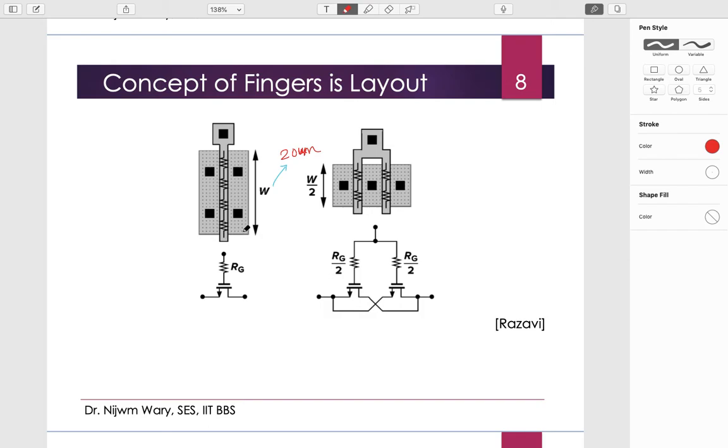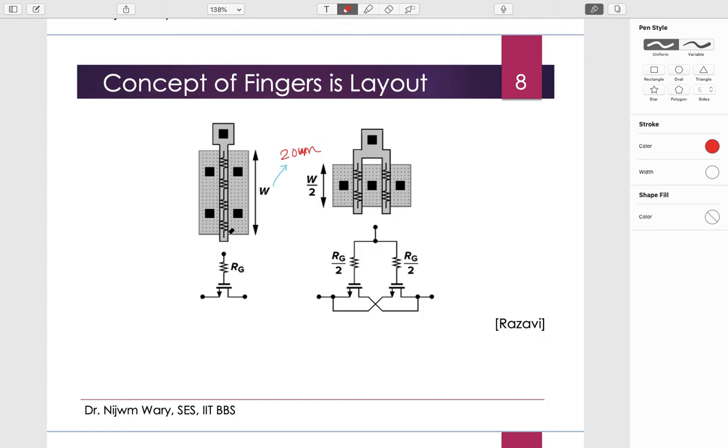There are some other issues. This is not valid for digital circuits, but for analog, these resistors will produce some noise in the circuit, because a resistor has its own noise associated with it. So all those issues will come up.